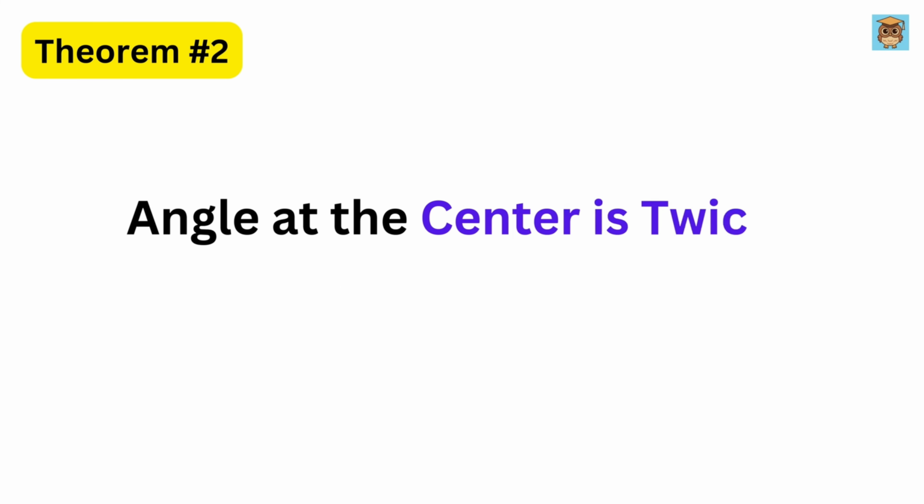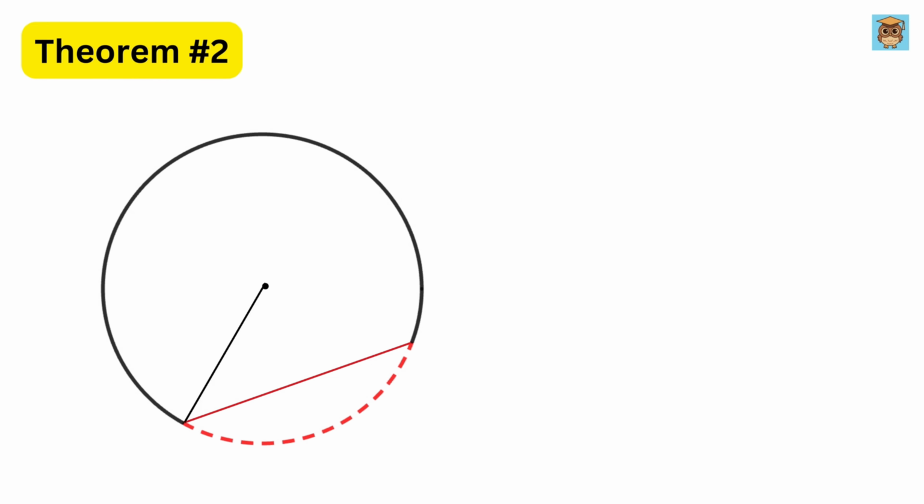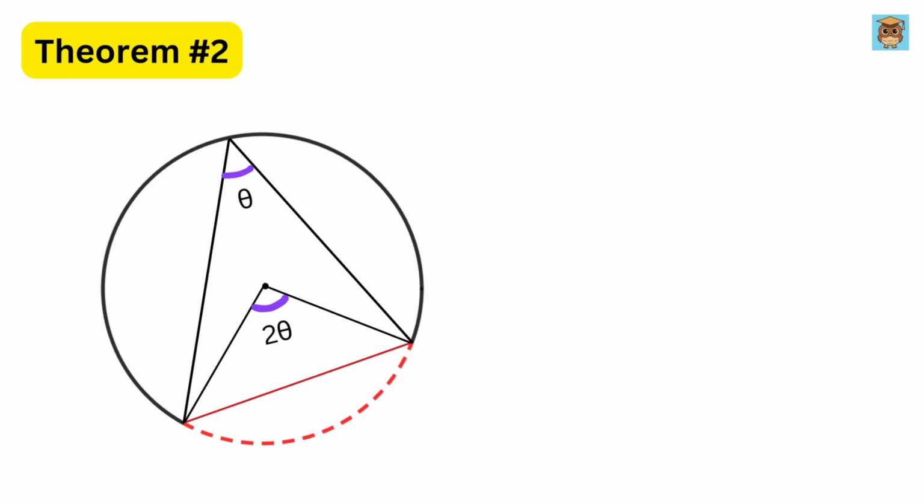Angle at the center is twice the angle at the circumference, which means the angle subtended by an arc at the center of the circle, or this angle, is always twice the angle subtended at the circumference by the same arc. So, if this angle is 40 degrees, then this central angle will be twice of it, or 80 degrees. But if I draw like this, then this angle will be 40 degrees using the first theorem we just saw.